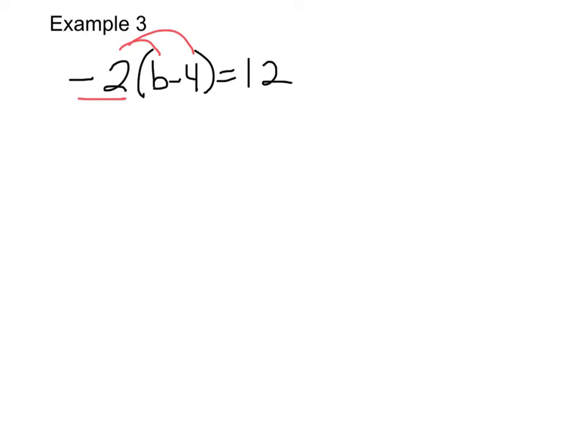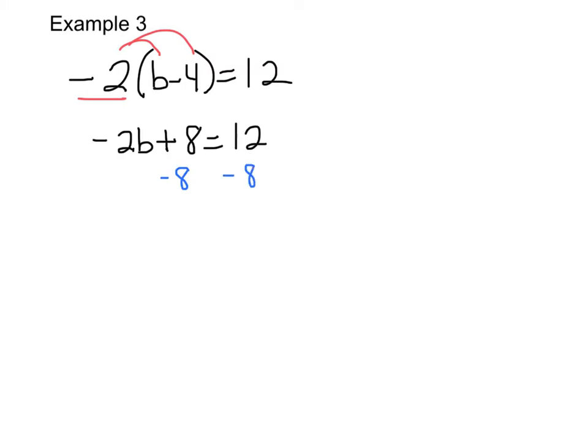So we're going to take -2 times b. -2 times b would give us -2b. -2 times -4, don't forget that negative. -2 times -4 gives us +8 equals 12. So -2b plus 8 equals 12. We have 2 things we want to get rid of: multiplication and addition. Step 4 says we have to get rid of addition first, or subtraction. In this case, it's addition. So once again, we're going to subtract 8 because that's the opposite of adding 8.